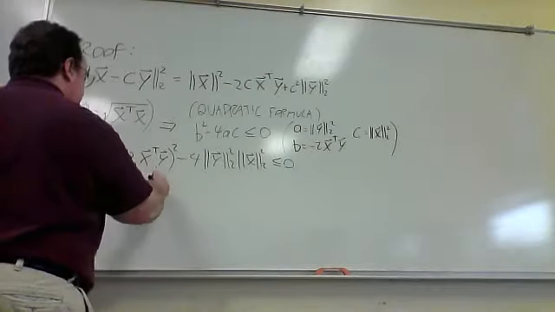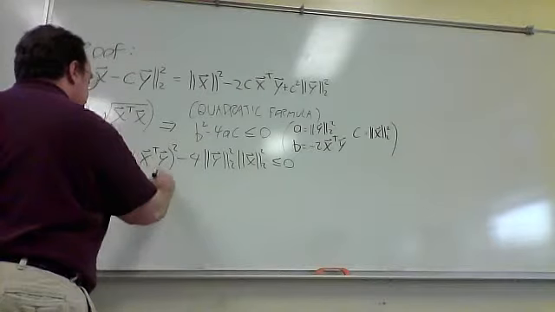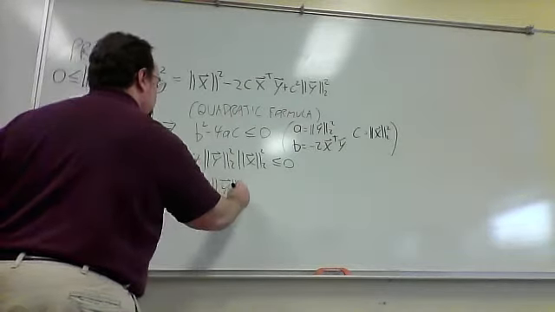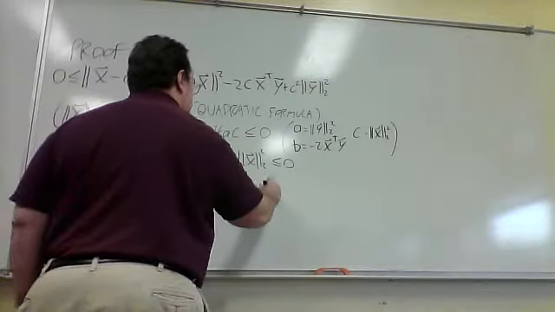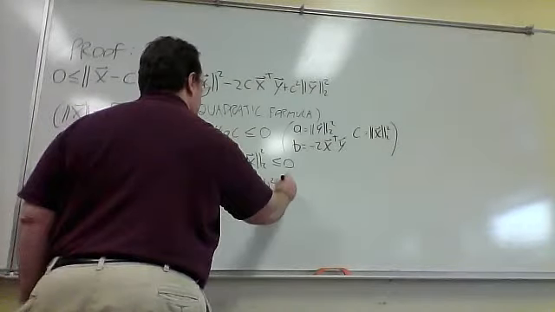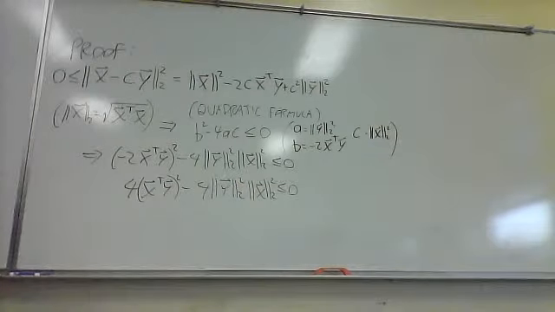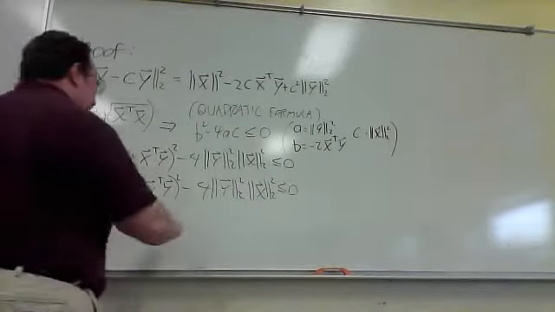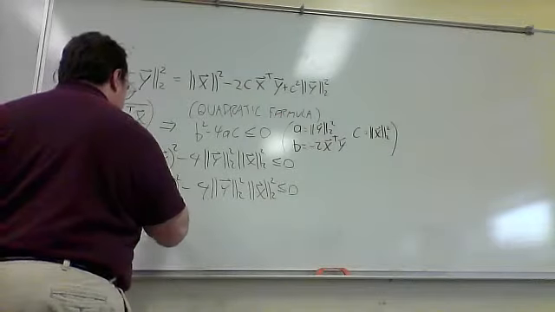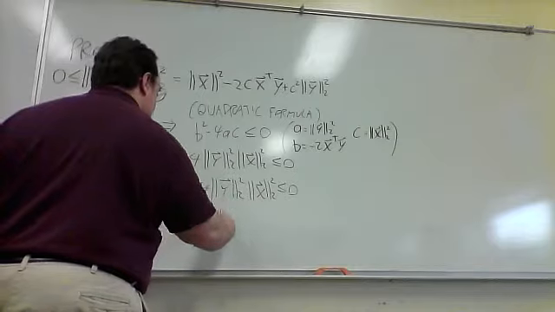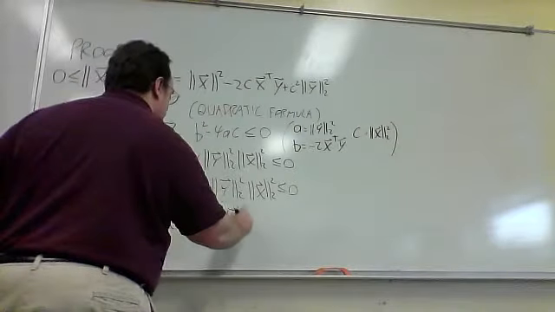So I have 4 x transpose y squared minus 4 2-norm of y squared, 2-norm of x squared, less than or equal to 0. But now I just go ahead and simplify all this. Take a square root of both sides, get rid of a four, and I get exactly the Cauchy-Bunyakovsky-Schwarz inequality.